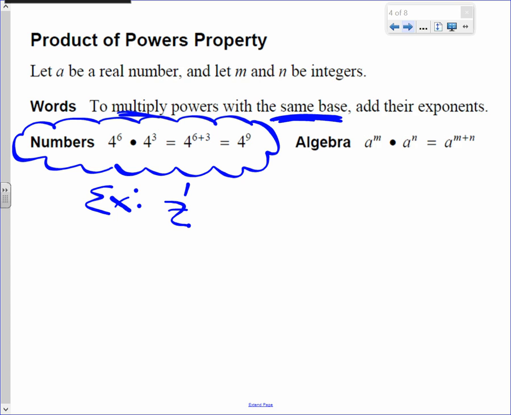Z to the 10th power times Z to the 3rd power. We kind of already know this rule, when we did expressions last week. Do these have the same base? Yes, Z. They both have Z, so let's just follow the rule. Just add the exponents: Z to the 13th power.